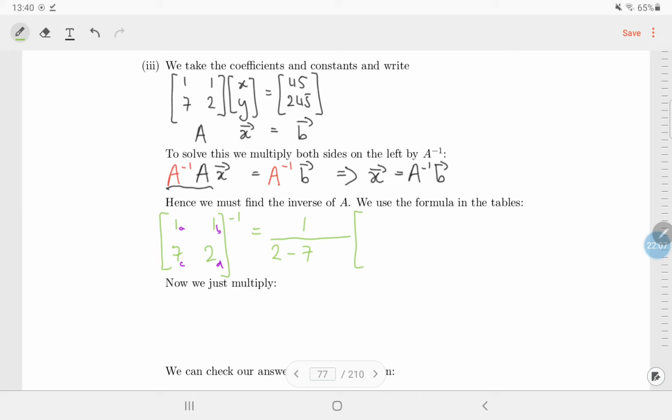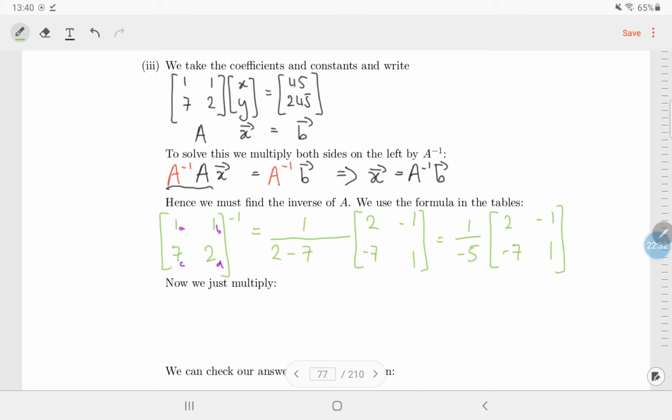And then the formula says you swap the things in the right-down diagonal. So instead of 1 and 2, it's 2 and 1, because the formula says DA instead of AD. And then it says change the sign on the other diagonal, because it says minus B and minus C. So this should be minus 1, this should be minus 7. So we get 1 over minus 5, times the matrix 2, minus 1, minus 7, 1.